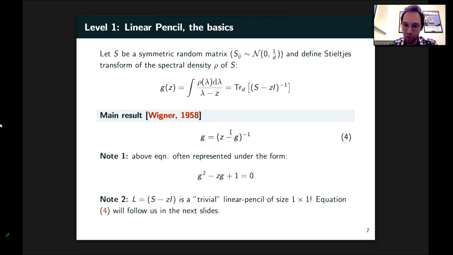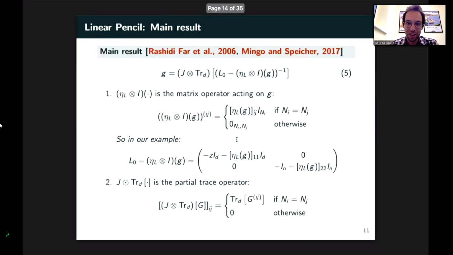Here you have some sort of an inverse. Z, you could think of it as like the L0 that we have seen, and J is like this result of the operator eta on J, but it's a block matrix of size 1 times 1, so everything is quite easy. But for larger matrices, you have those two operators that I will describe just now.